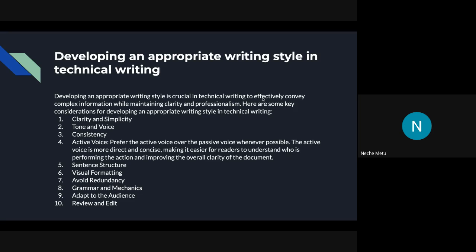Adapt to the audience. Consider the background, the knowledge level, and the expectations of your audience. Adapt your writing style to match their needs and preferences. For instance, writing for a technical audience might allow for more specialized terminology, while writing for a general audience may require simpler language. For example, if I'm writing for a software developer, I could use some technical terminology that I expect you to already know.